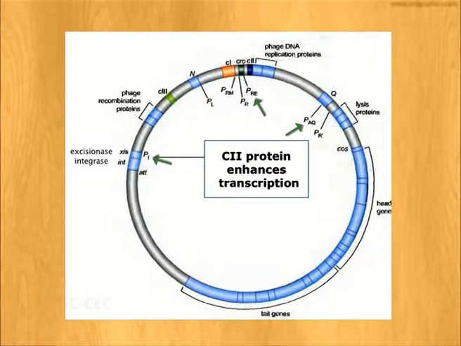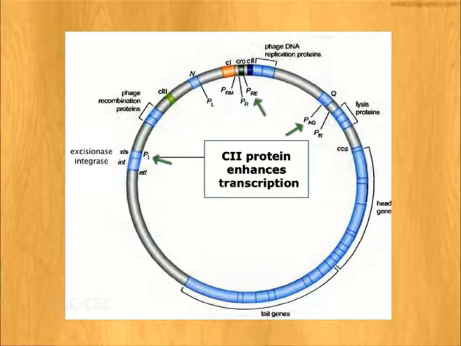Now, C2 protein activates transcription from three promoters, PRE, PI and PAQ. Transcription from PI will lead to the synthesis of an enzyme, integrase. Transcription from PAQ will lead to the synthesis of a small transcript which is antisense to Q mRNA. And transcription from PRE will lead to the synthesis of C1 and antisense Cro.